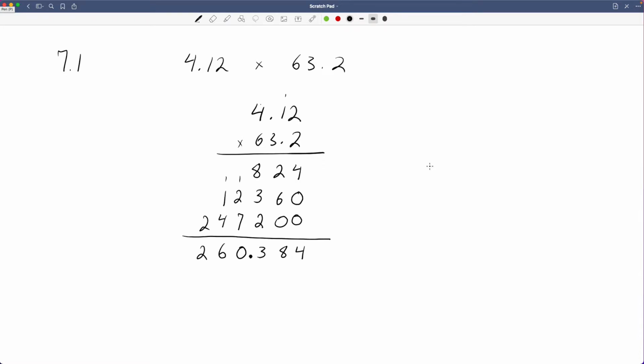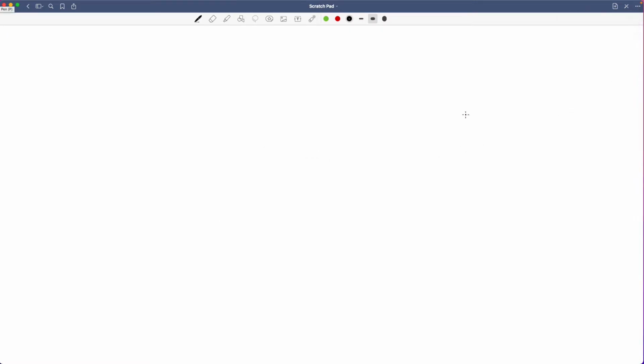So let's do another one of these. Let's do 7.2. Let me clear the page. 7.2. We have 6 and 78 hundredths times 0 and 537 ten-thousandths. So yeah, tens, hundreds, thousands, ten-thousandths.